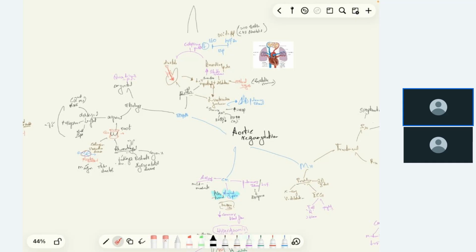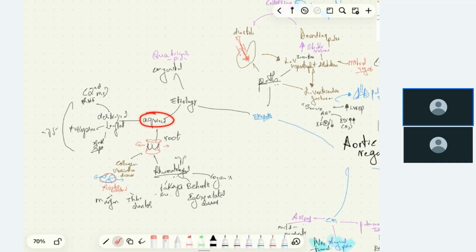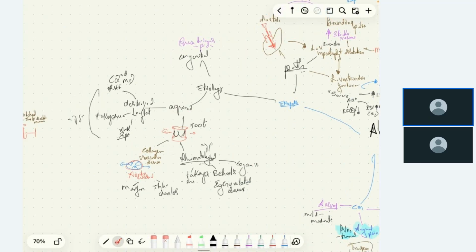What are the acquired causes of aortic regurgitation? The acquired causes can be divided into two based on the mechanism causing aortic regurgitation. The leaflet may be destroyed in some conditions, or the root of the aorta may be dilated, leading on to aortic regurgitation.